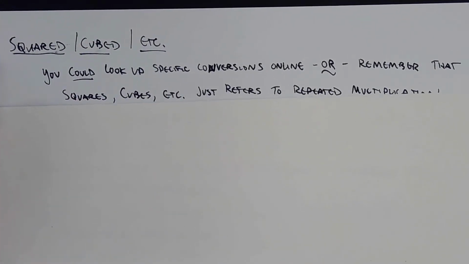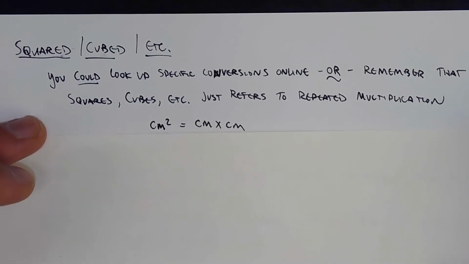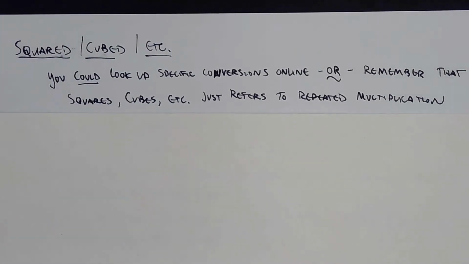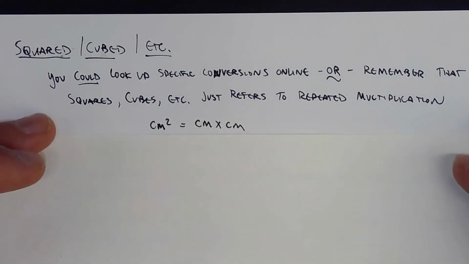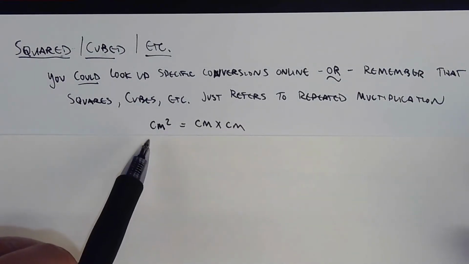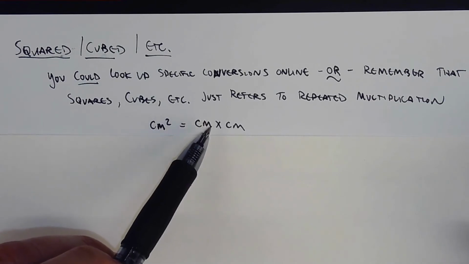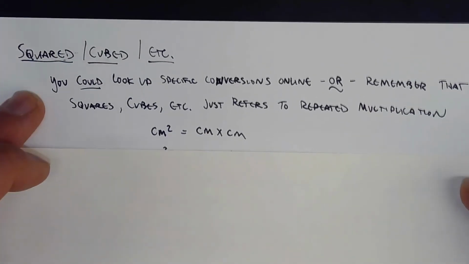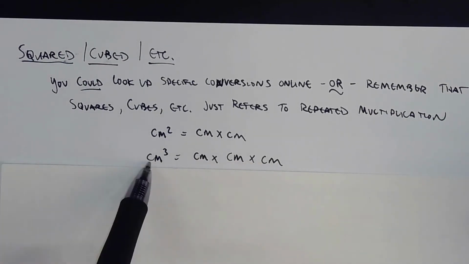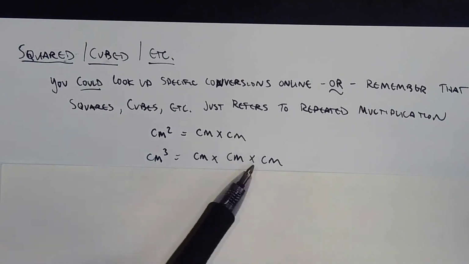I'm not saying that you couldn't do it, but it's just going back to the basic principles of when we're talking about squares and cubes and things like that. It's just repeated multiplication. So a squared value is itself times itself. A cubed value is itself times itself times itself. So when we write centimeters squared, all we're really saying is centimeters times centimeters. If we write centimeters cubed, we just mean centimeters times centimeters times centimeters.